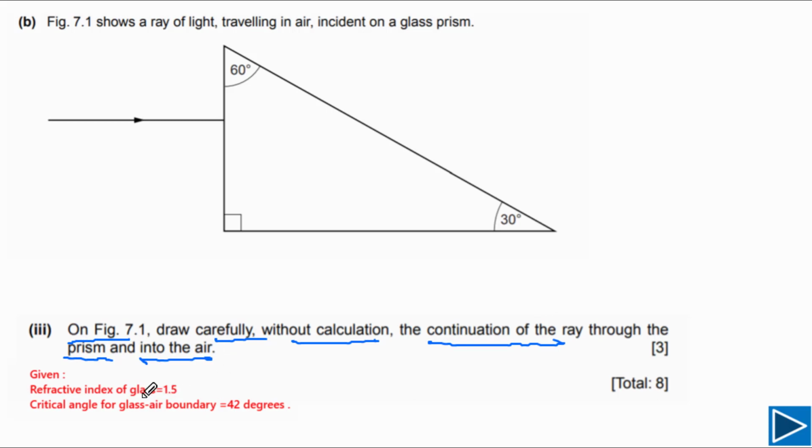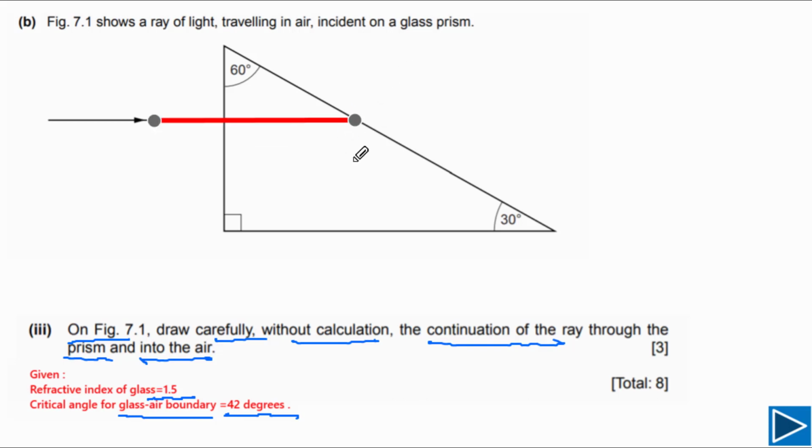But for this question, the refractive index of glass is given, that is 1.5, and the critical angle for the glass-air boundary is also given, and this is equal to 42 degrees. In order to draw this incident ray, this is entering at an angle of 90. This is parallel to the normal, so this will just go in a straight line. So simply we need to draw this horizontal line.